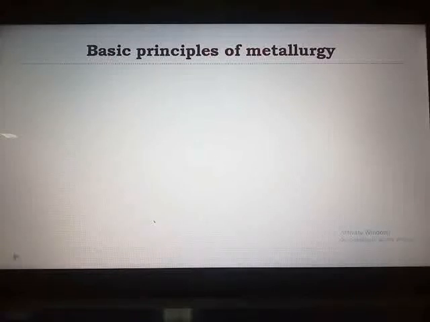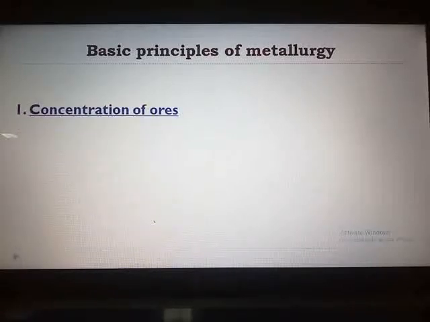You have to get the pure metal from the ore. So, which are the different steps involved in getting this pure metal from the ore? Now, the first principle of metallurgy is concentration of ores. The next is extraction of metals.